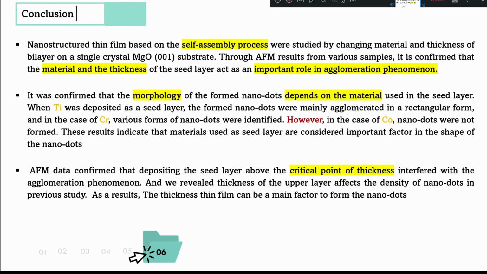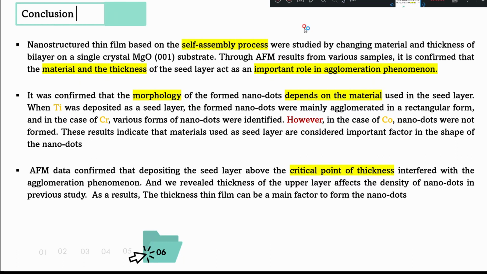When titanium was deposited as a seed layer, the formed nanodots were mainly agglomerated in a rectangular form. And in the case of chrome, nanodots were formed in various shapes. However, in the case of cobalt, nanodots were not formed. These results indicate that the material used as a seed layer is considered an important factor in the shape of the nanodots.